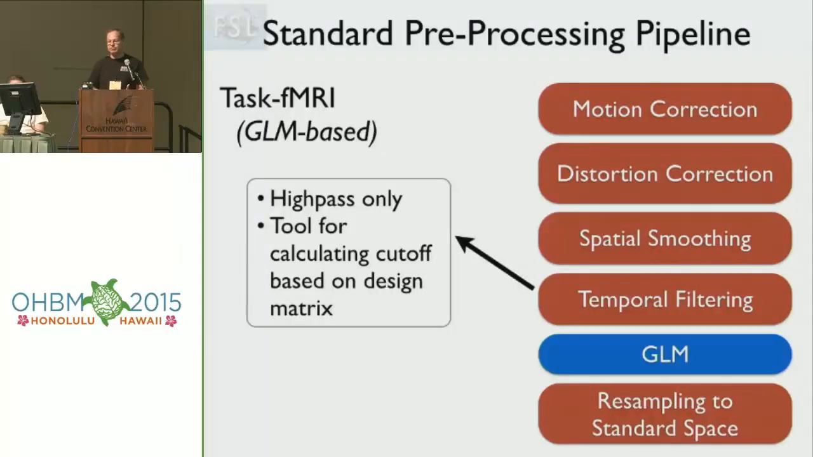In terms of temporal filtering, we recommend a high pass only, and that's what's available easily in the GUI where you're setting it up. We have an automatic technique that you can calculate what a good cutoff would be based on your design matrix when you're doing task fMRI, and so that's what we would generally recommend people do.